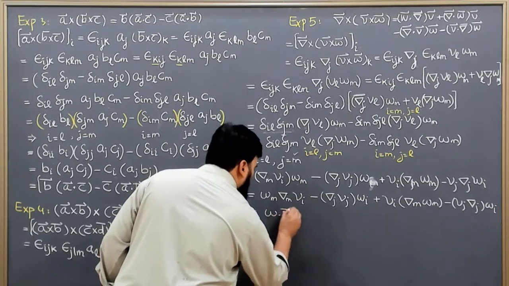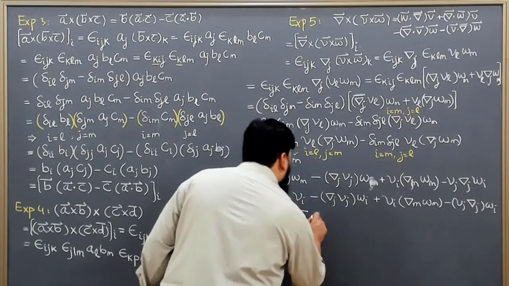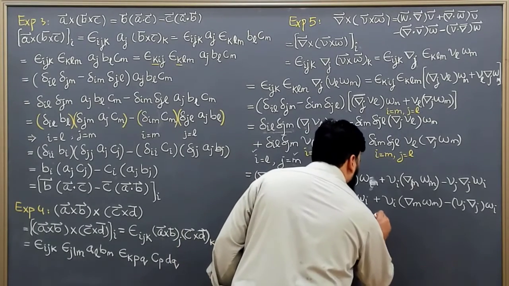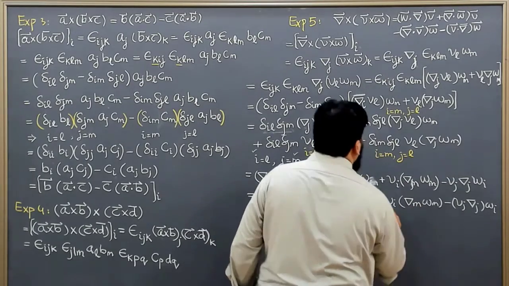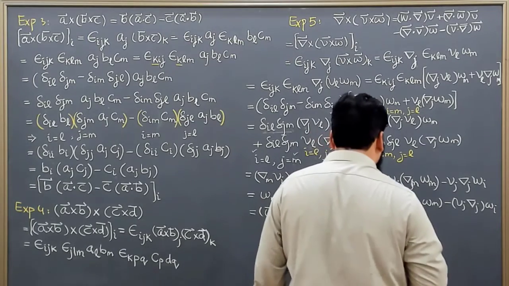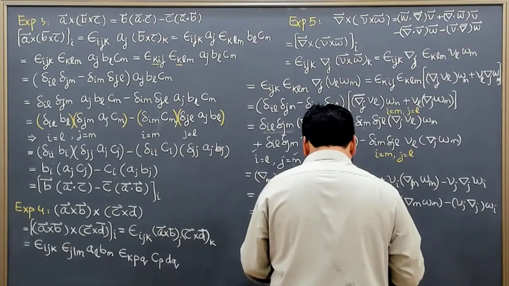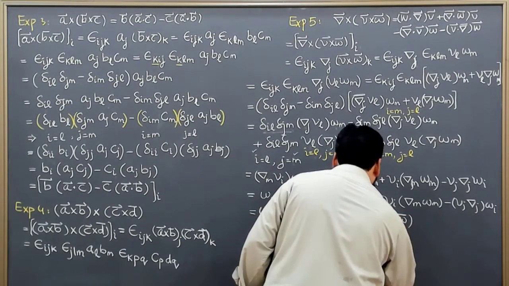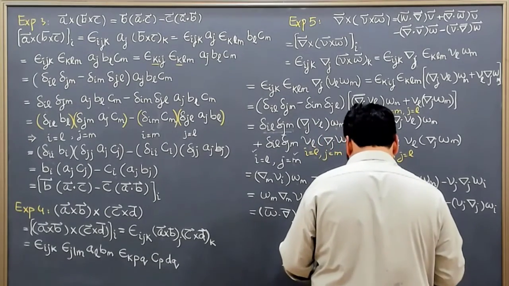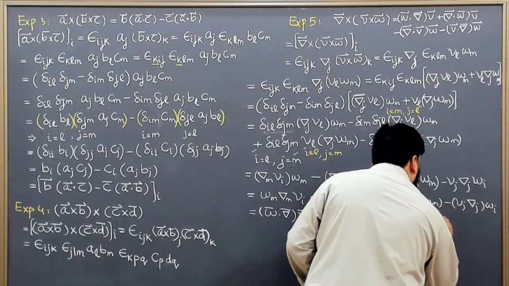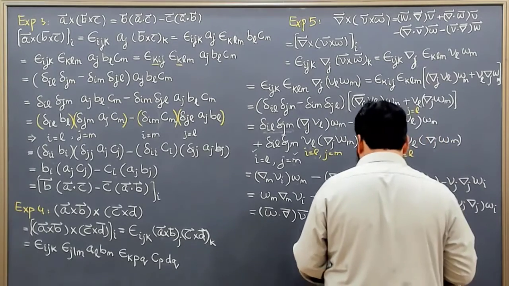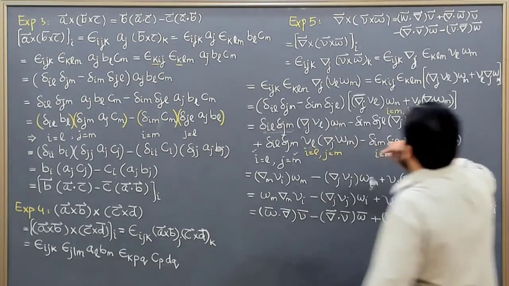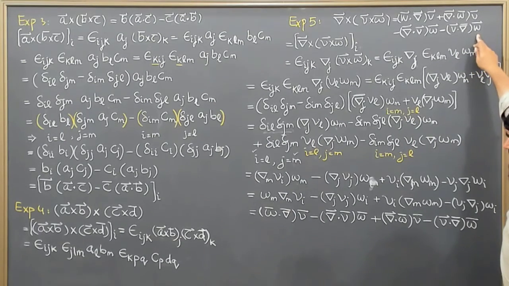This is W dot del in the direction of V, minus del dot V, because the same component, in the direction of W, plus del dot W in the direction of V, minus this one V_J, and this V dot del in the direction of W. So we have proved this relation. The del cross V cross W is equal to this.